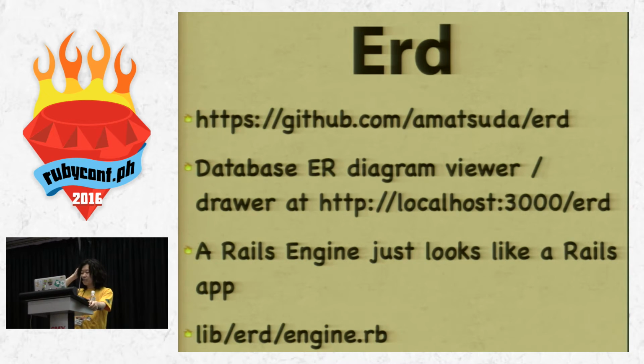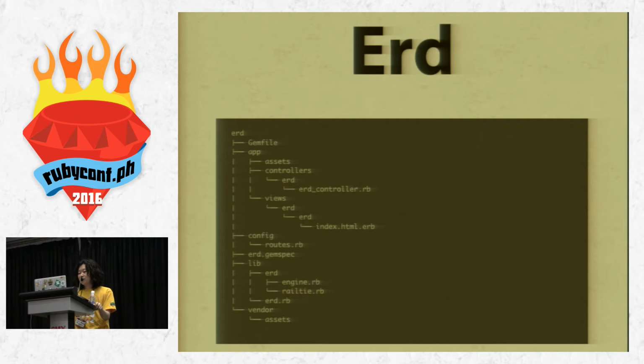Okay, 5 more minutes. The next example is Rails engine. This is a Rails engine that draws an ER diagram for your Rails application. So the Rails engine looks like this. It's a gem with an app directory, config directory, so it looks like a Rails application.